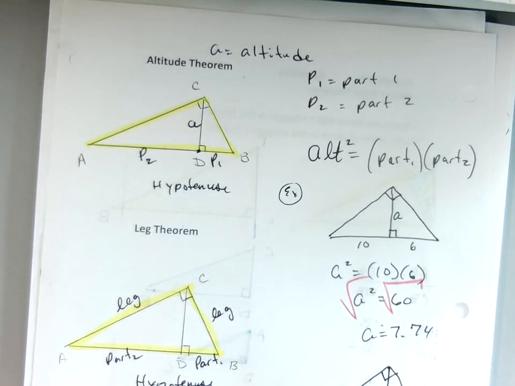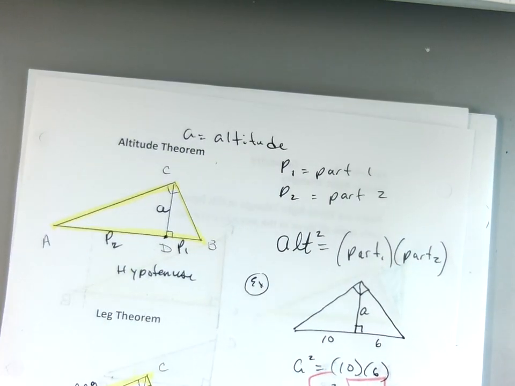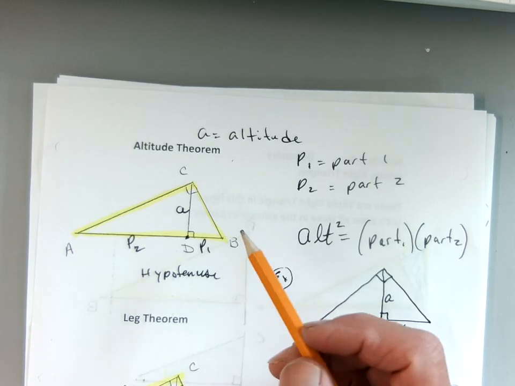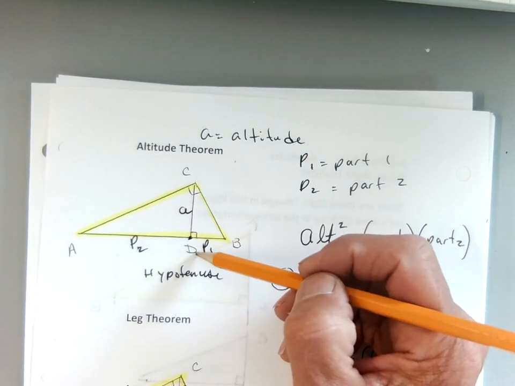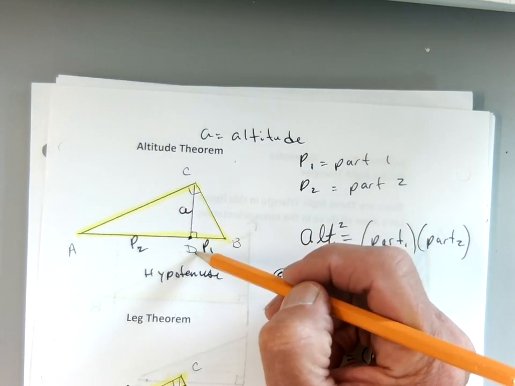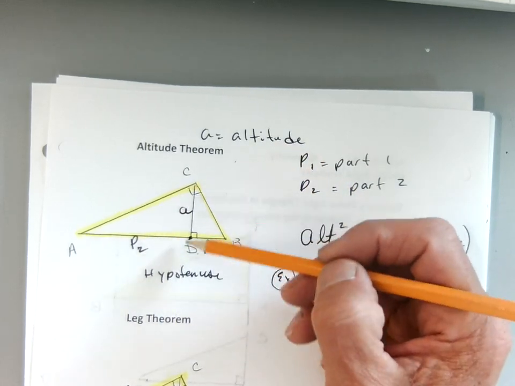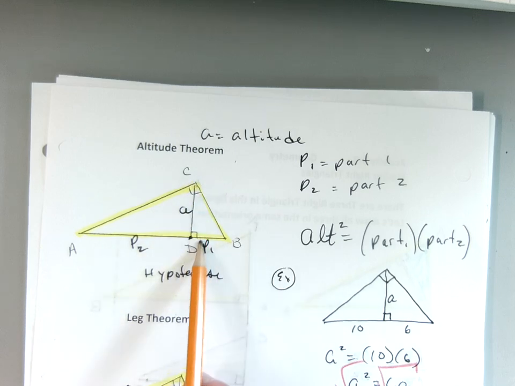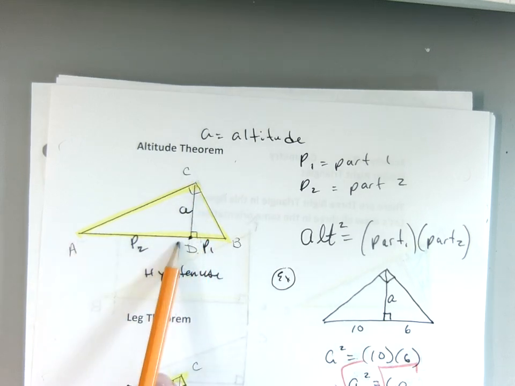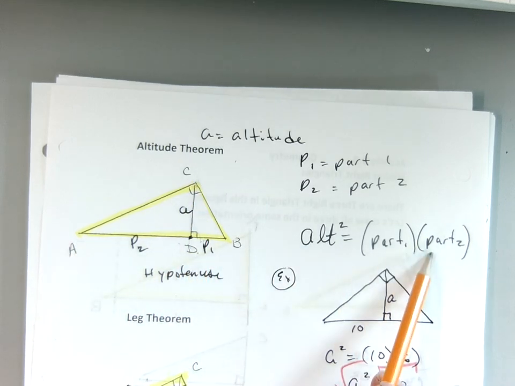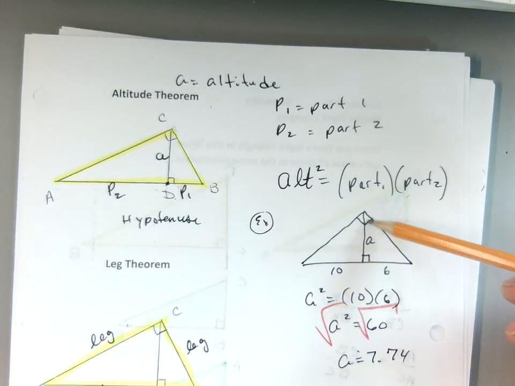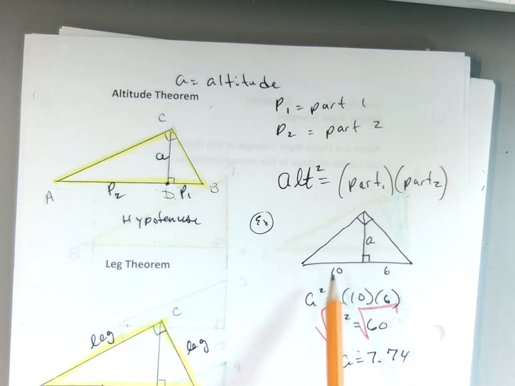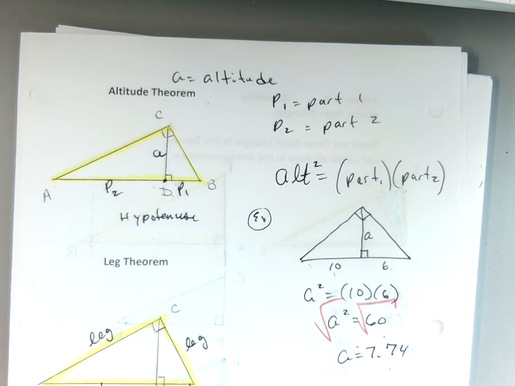Now, sometimes there are special ones, right? And this one's a special one because of the altitude. If you have these pieces, and you know the altitude, you can say the altitude is this piece, how tall is the triangle. You can say the altitude squared is equal to this part of the hypotenuse times that part of the hypotenuse. And I gave an example. If we don't know the altitude, we can say altitude squared is equal to 10 times 6. We solved, we got the square root of 60, which is about 7.74.